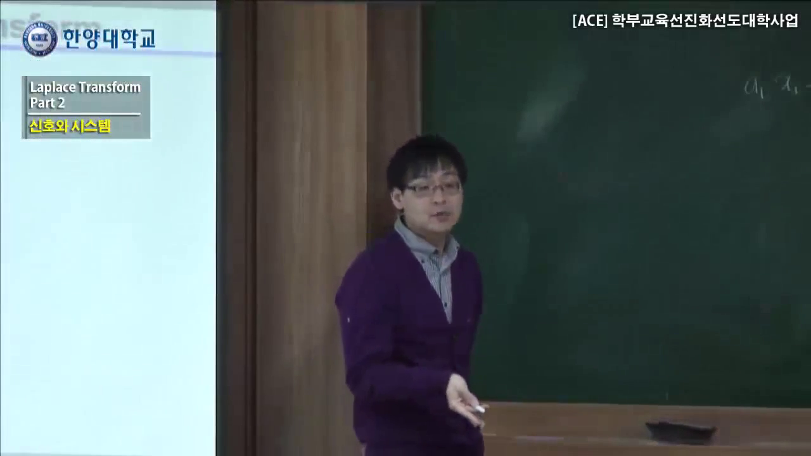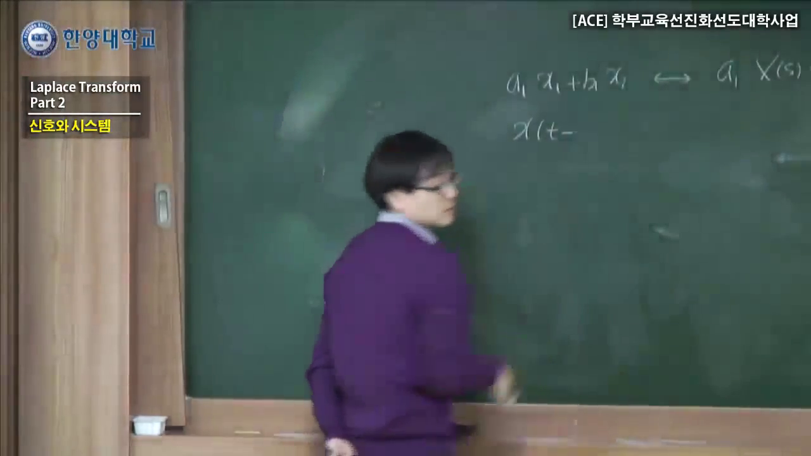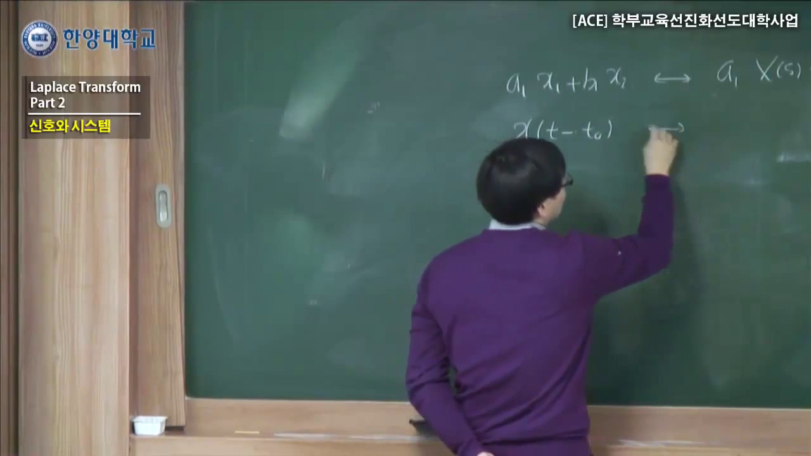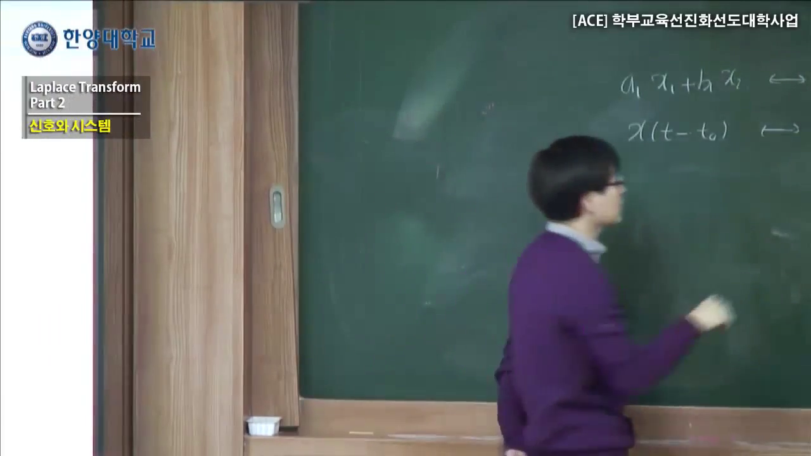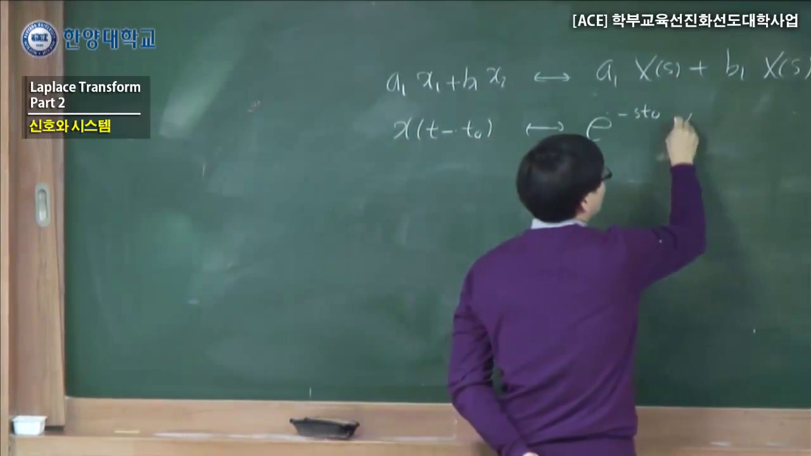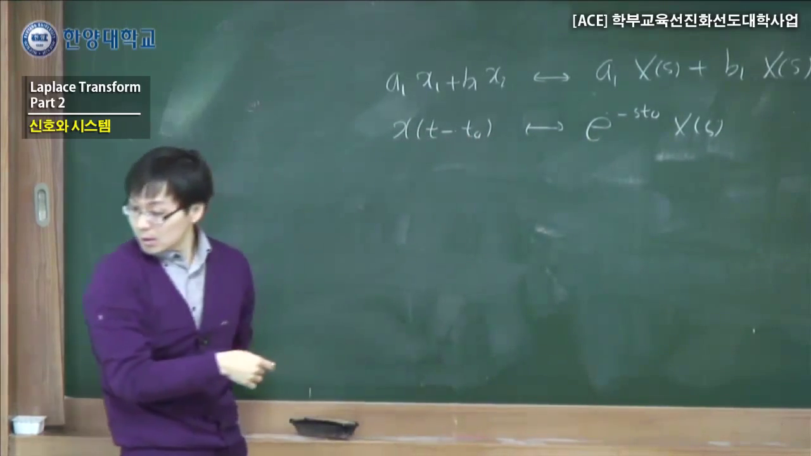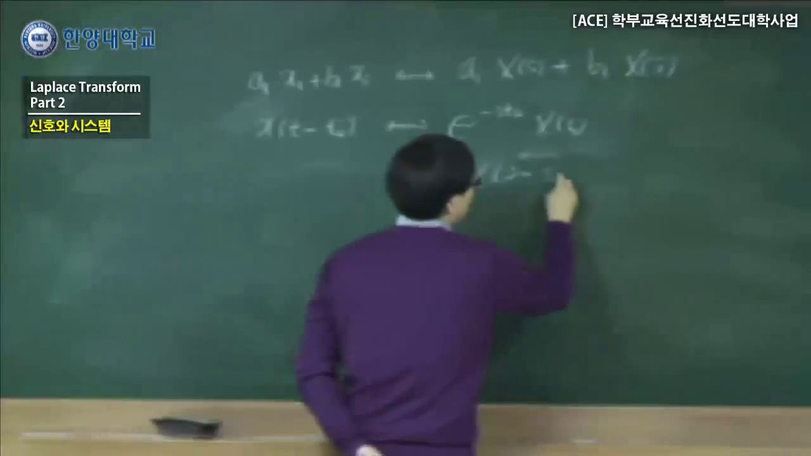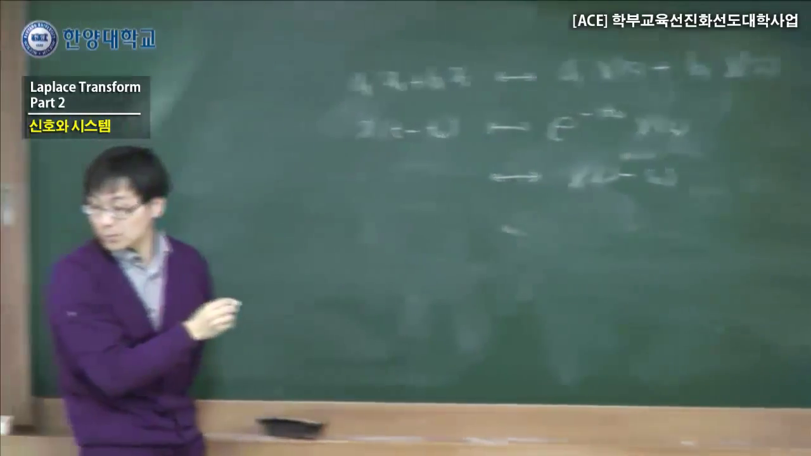Second, what do you expect? Time shifting. So x(t minus t0), they become what? Usually have e to something, right? I also give you some clue that from time to frequency, we have minus, it comes as out itself. If you have frequency to time, for example, they come as also exponential.